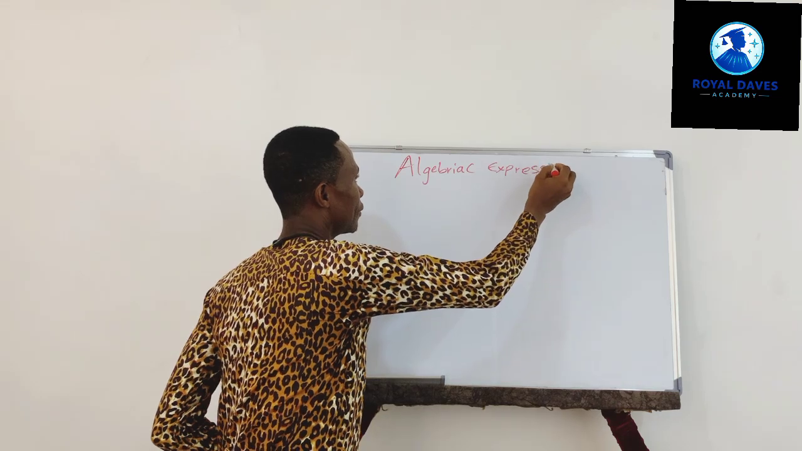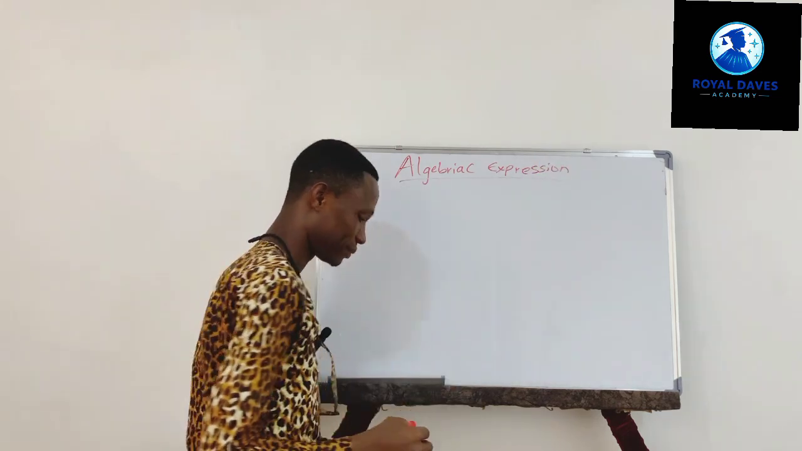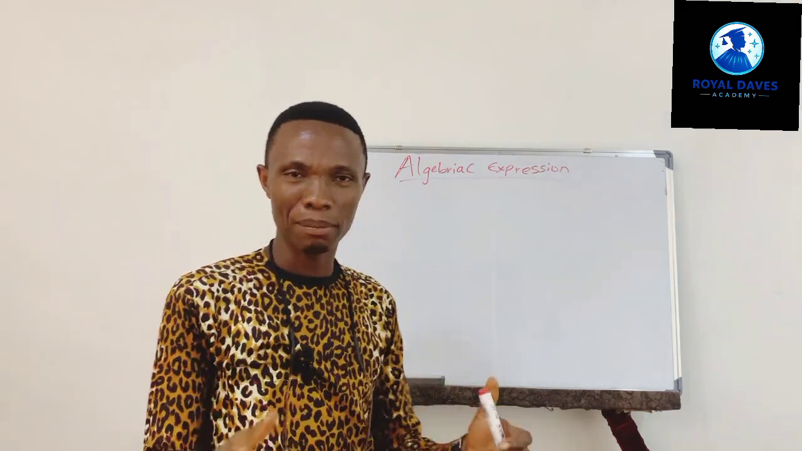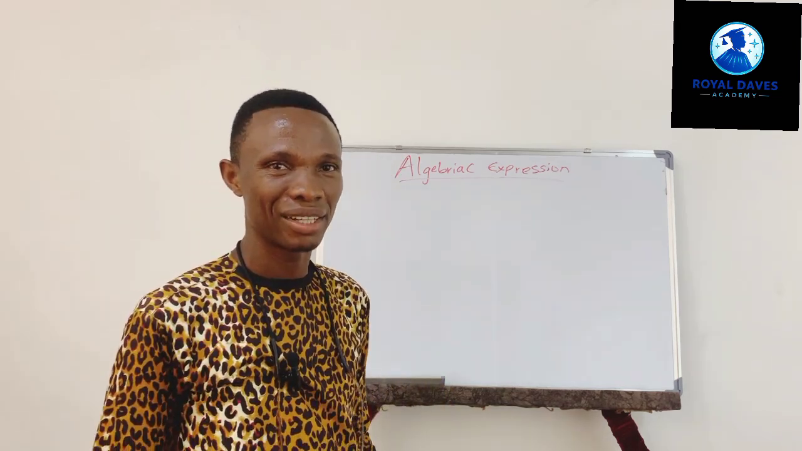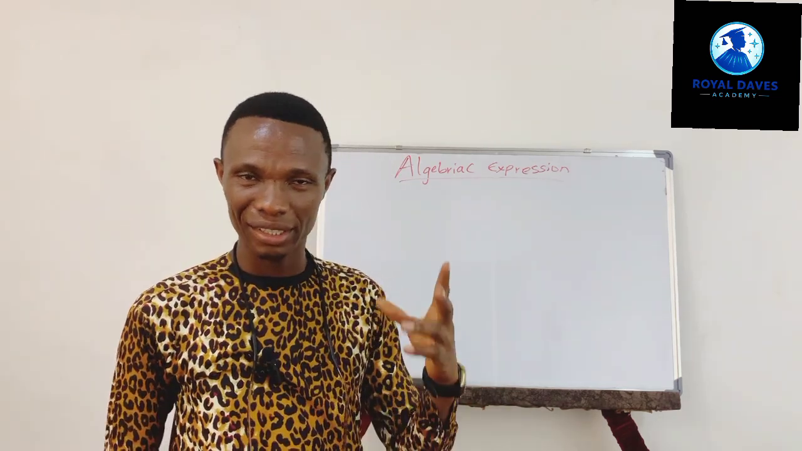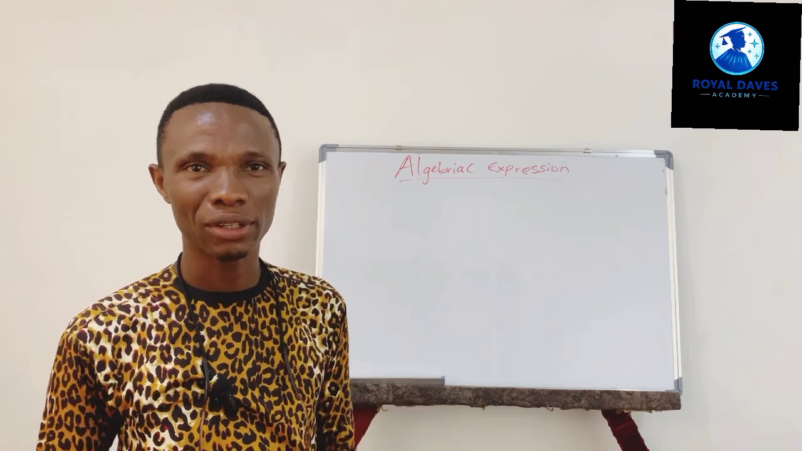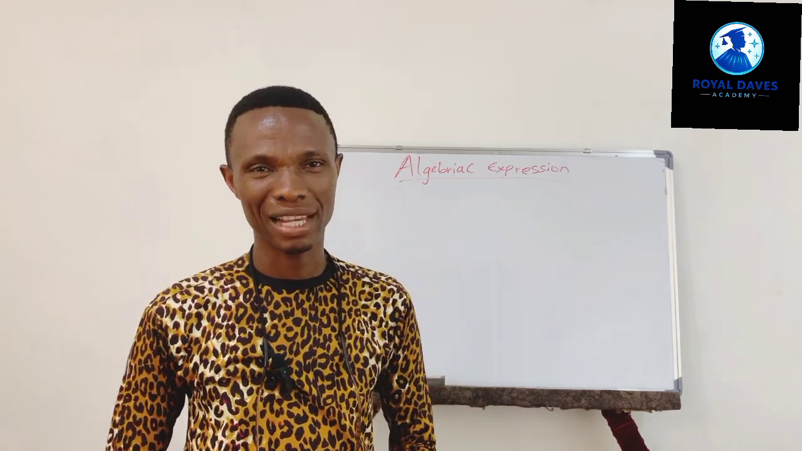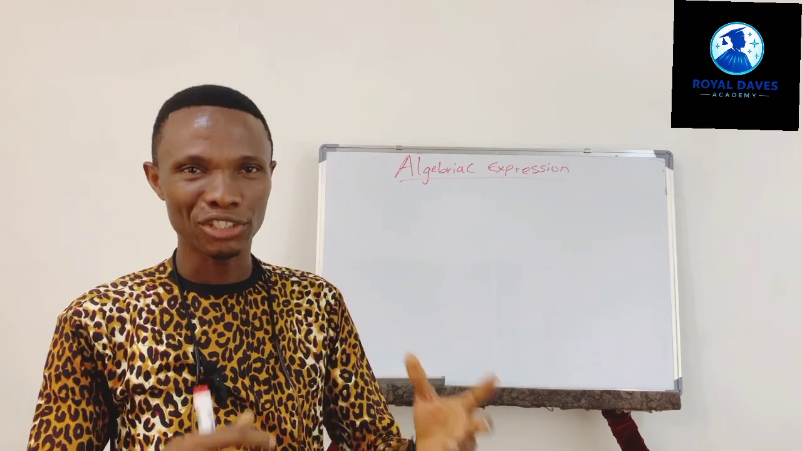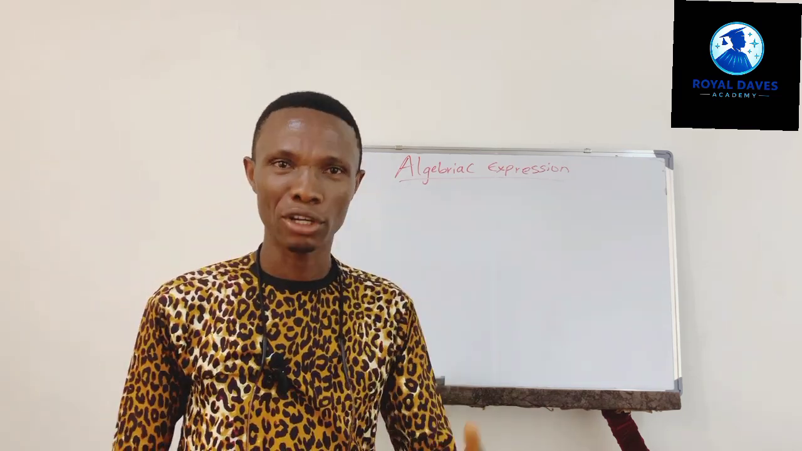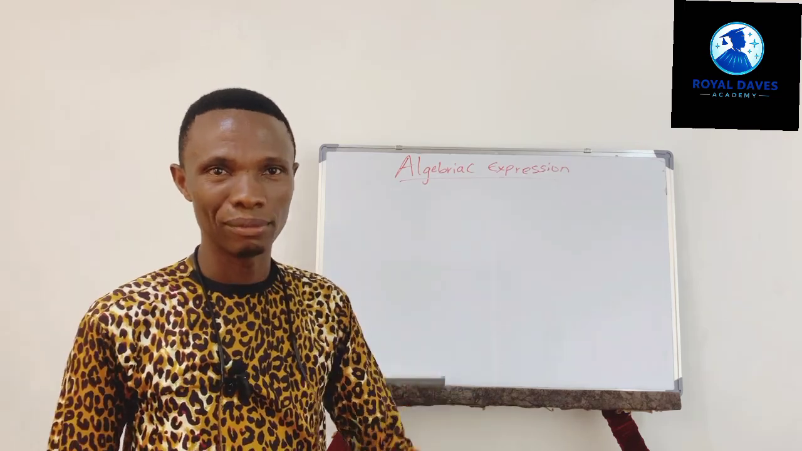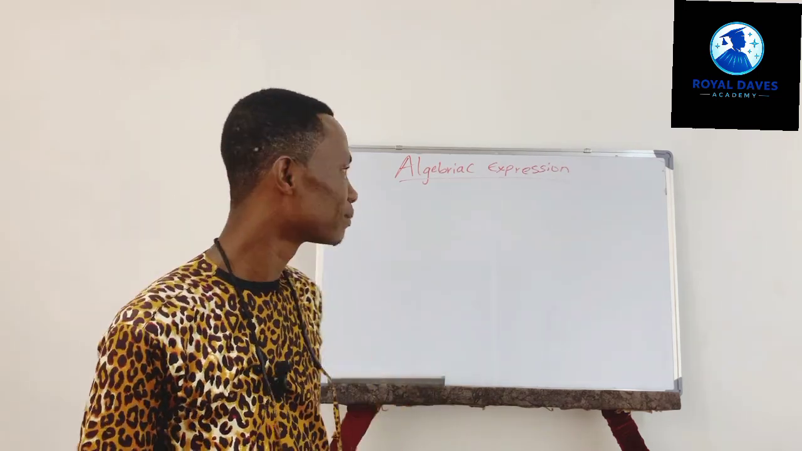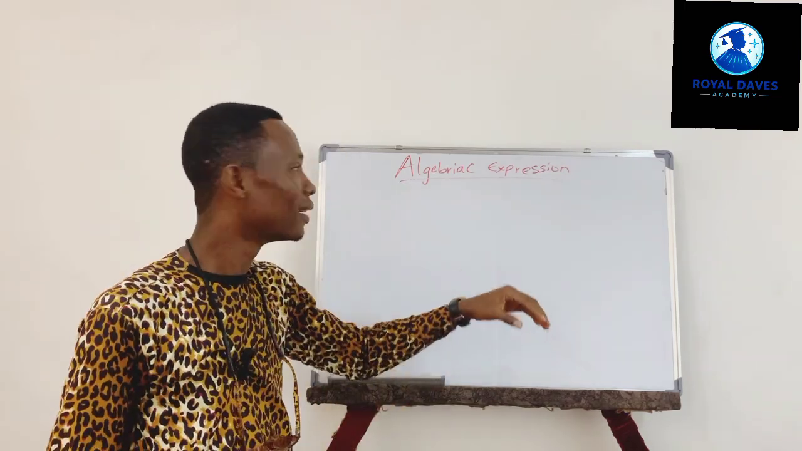You can remember in our previous class, we looked at fractions, different types of fractions: the proper fraction, improper fraction, the mixed fraction, and then also went further to solve some examples like the addition of fractions, multiplication of fractions, subtraction, and division of fractions respectively. So today we'll be going to a new topic, which is algebraic expression.